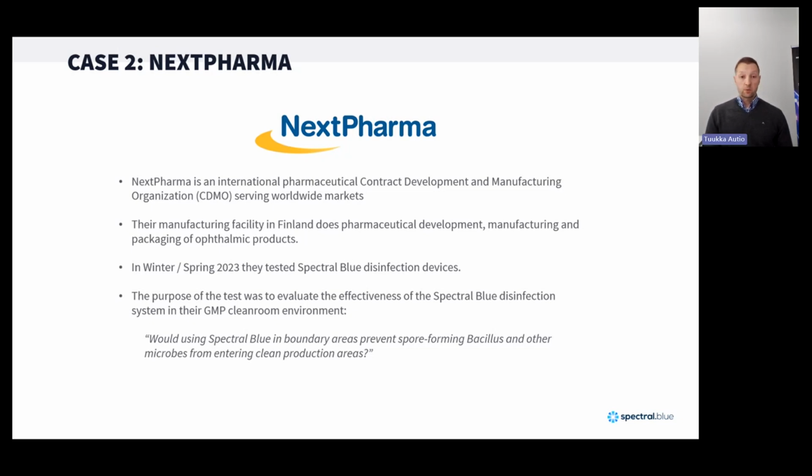And here the research question was: if we install spectral.blue in the boundary areas, can we reduce the number of microbes entering the adjacent production areas? And can we have an effect also on spore-forming microbes like bacillus?